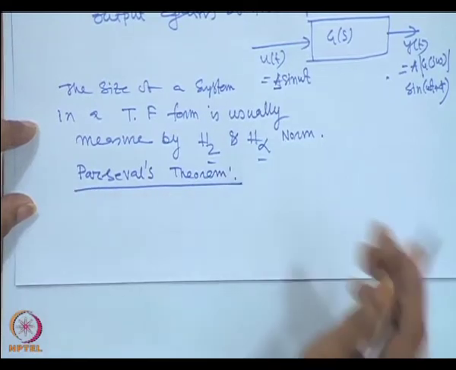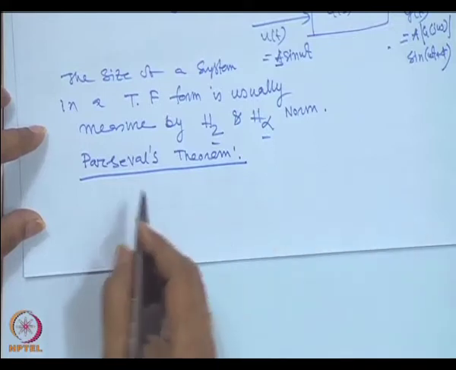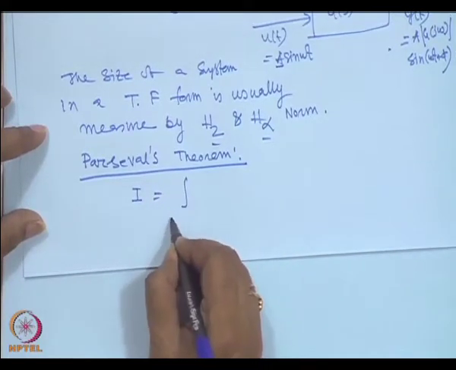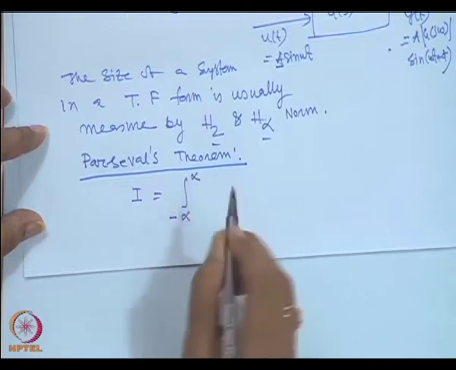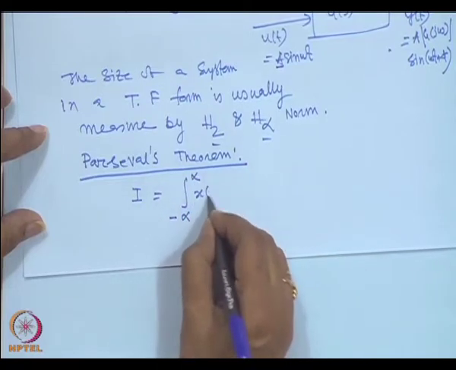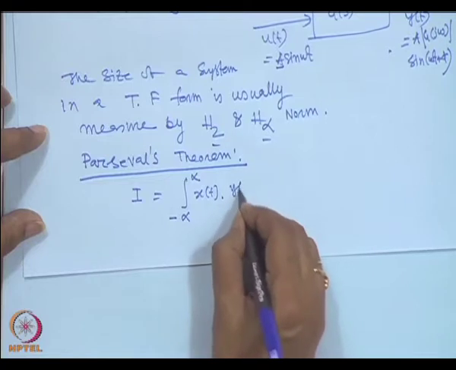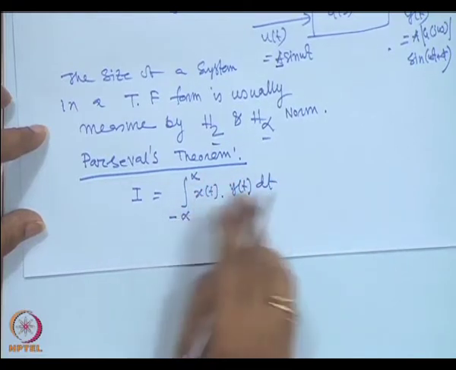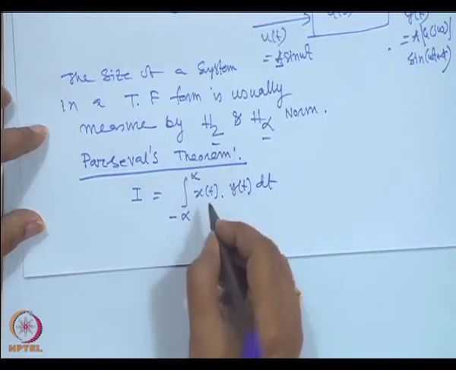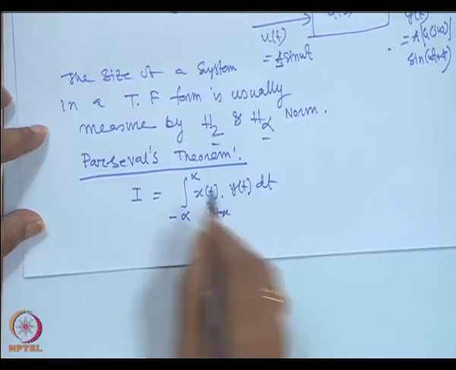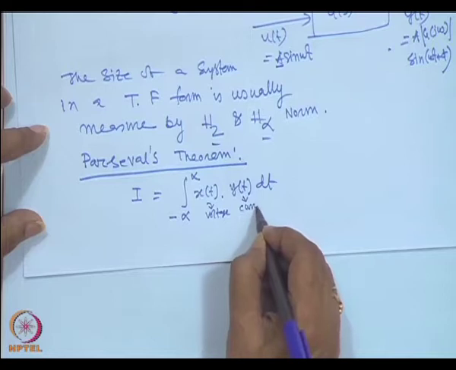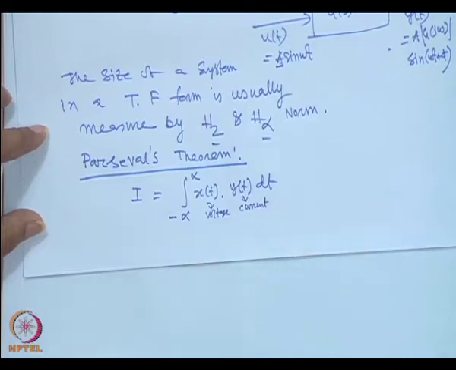What is that theorem? Let us say we have two signals, and I want to integrate the product of the two signals from minus infinity to plus infinity over the interval. We have two signals, x of t and y of t. Let us say x of t is voltage and i of t is the current in a particular branch in a circuit.